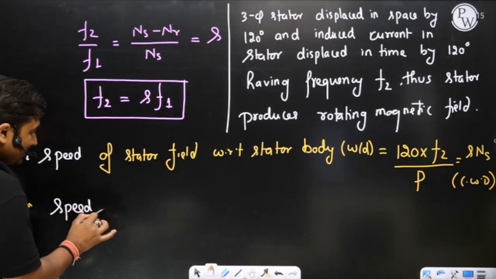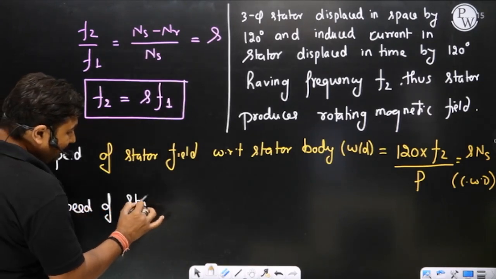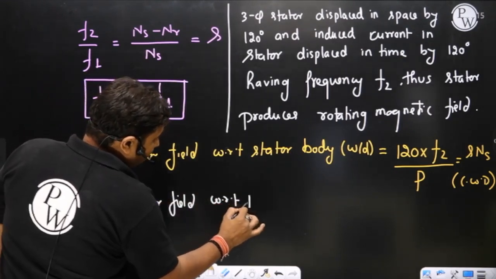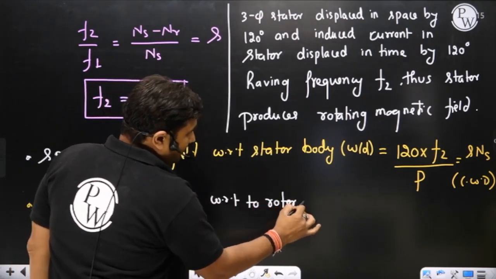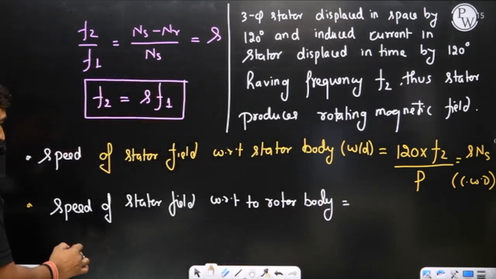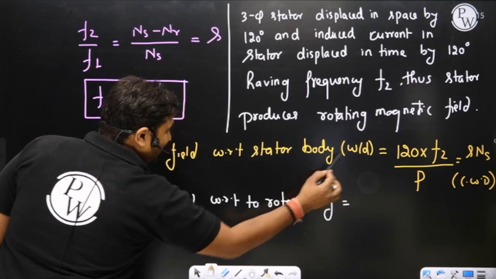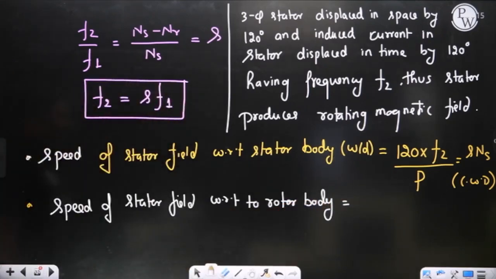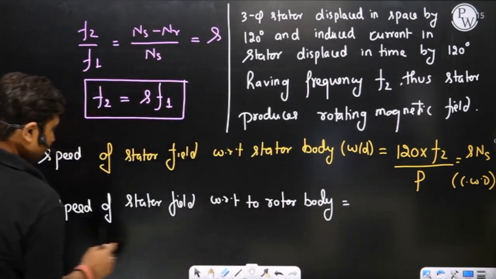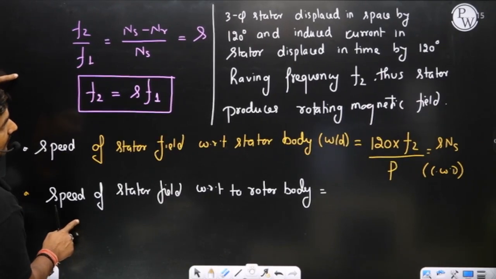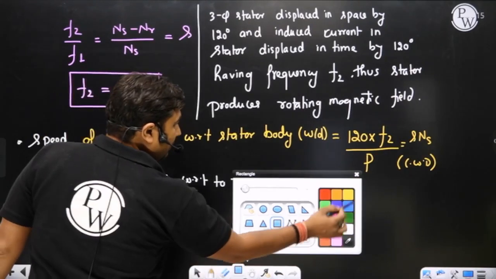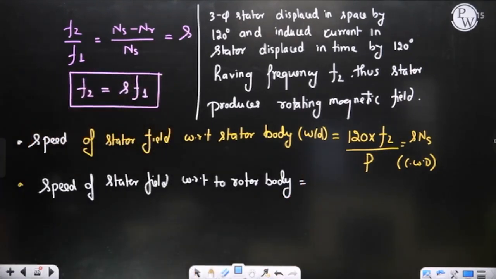Please tell me the speed of the stator field with respect to the rotor body. The speed of the stator field with respect to the rotor body or winding, both are the same. Sir, the speed of the stator field with respect to the rotor body. Please tell me. Let me write on the next page. Is it visible? Okay. So, speed of the stator field with respect to the rotor body.